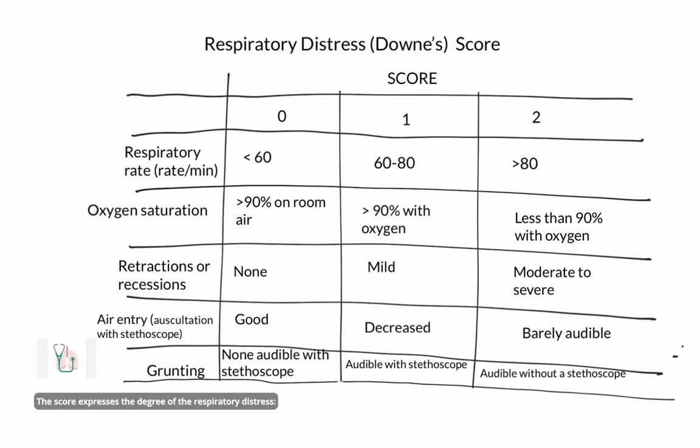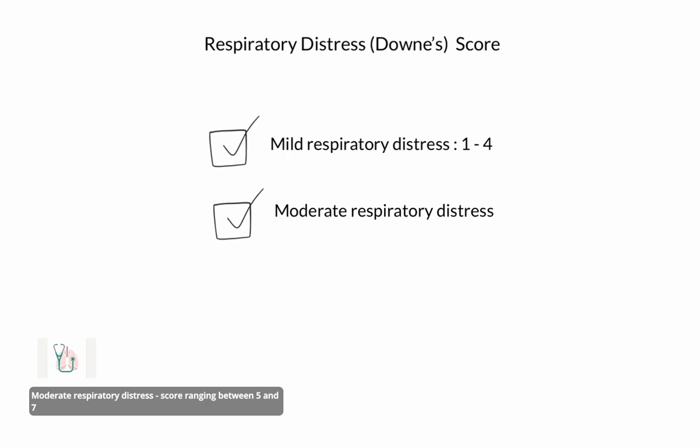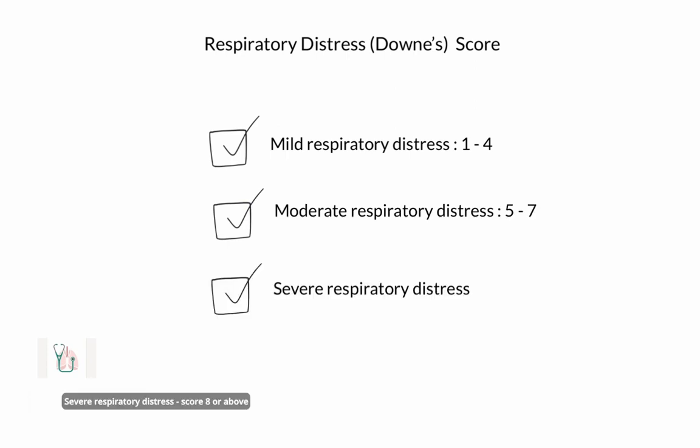The score expresses the degree of respiratory distress. Mild respiratory distress is classified with a score ranging between 1 and 4. Moderate respiratory distress, a score ranging between 5 and 7. And severe respiratory distress, a score of 8 or above.